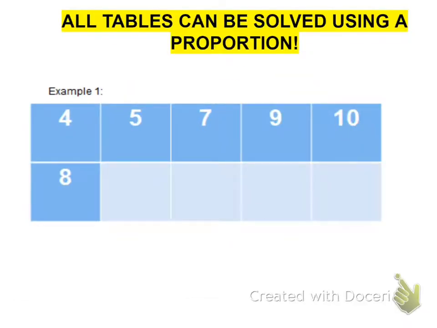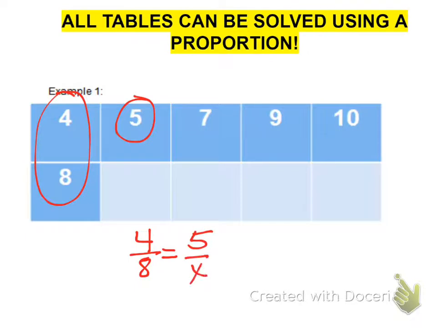So let's say we have this one. All we have to do is pick one pair of numbers, which is given to us at the beginning, 4 and 8, and we write a ratio with it. So 4 over 8 equals, and then we put in our next number, 5. So we just pretend like these are fractions. And then we cross multiply and solve. So we have 4x. What's 5 times 8? 40. Okay, if we divide by 4, we'll get 10. So this number is 10.